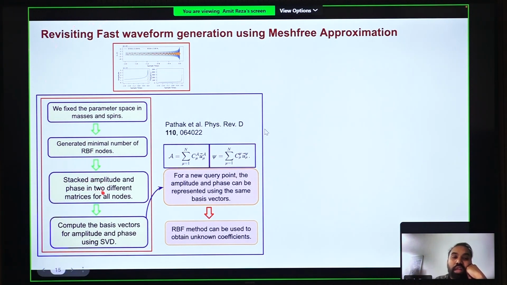And then we stack the amplitude and the frequency into two different matrices, and then we decompose those matrices in terms of singular value decomposition. The SVD basis vectors are spanning the entire space. They predict the amplitude and the phase with respect to that same basis vector. That means the new thing you need to estimate is the coefficient.